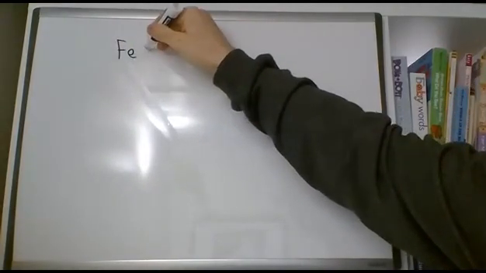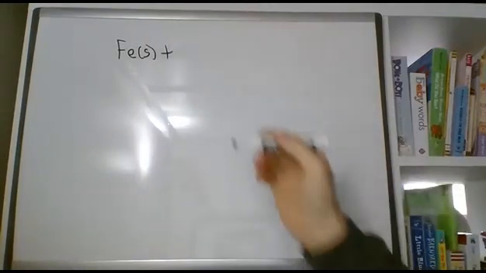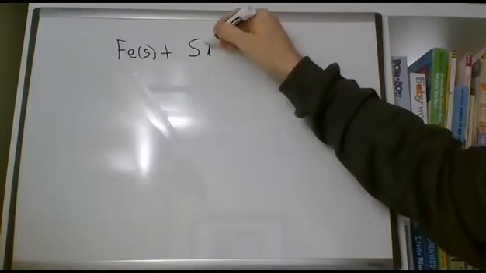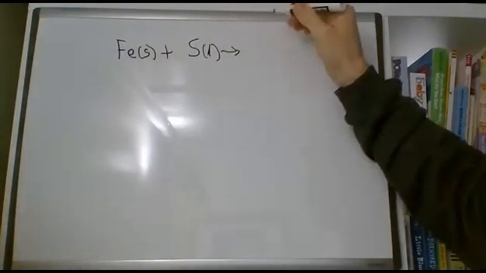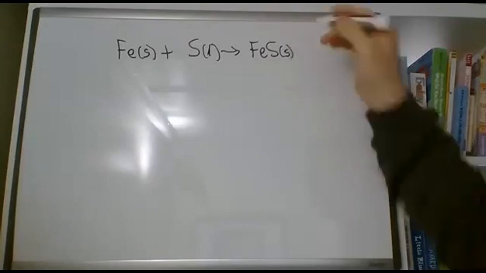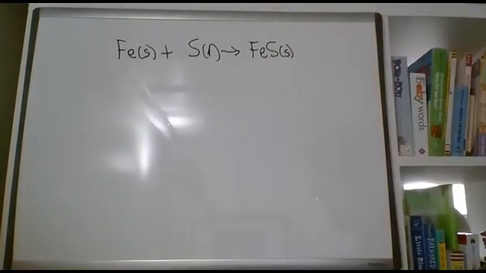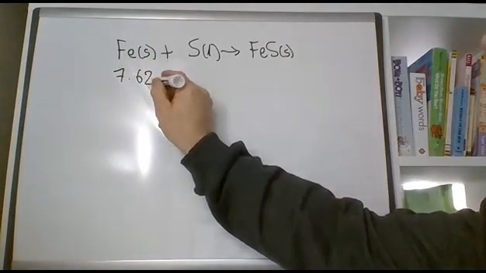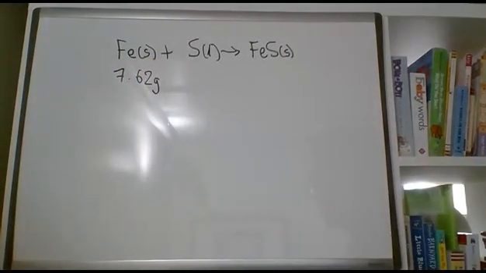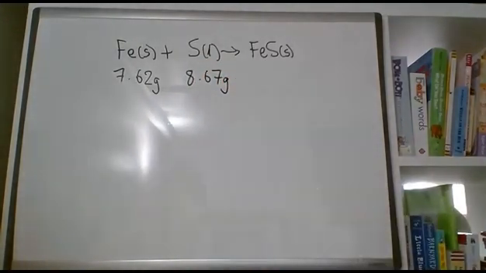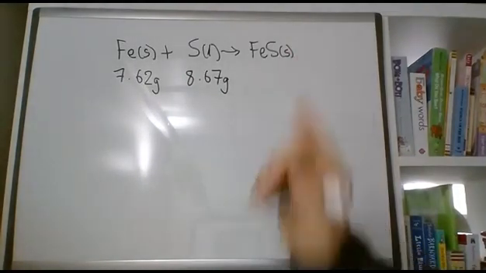The first equation is, we write down our equation: iron solid and sulfur in a liquid form, which is not really important, gives iron(II) sulfide solid. Okay, so that's our equation. We're told that we have 7.62 grams of iron, and we have 8.67 grams of sulfur, but how much iron(II) sulfide do we produce?